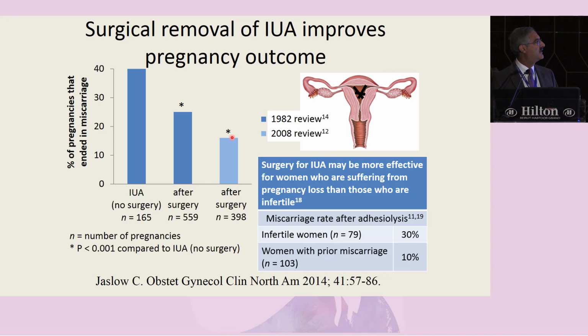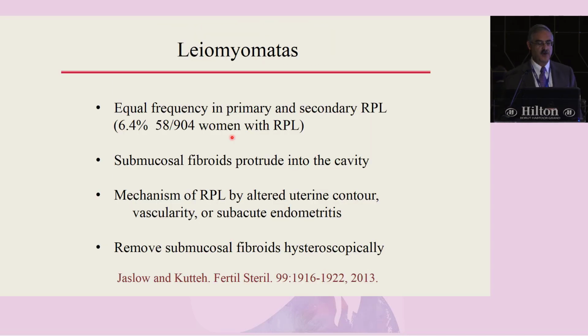What about fibroids? As I showed you before, we see equal frequency in primary and secondary recurrent pregnancy loss. I think most groups consider the submucosal fibroids to be the most significant, and we think it alters the contour, the vascularity, and the ability of the placentation to occur. Again, this is a hysteroscopic surgical repair.